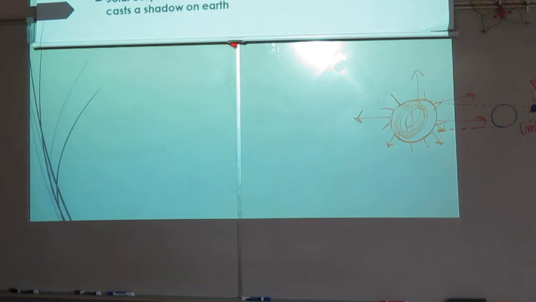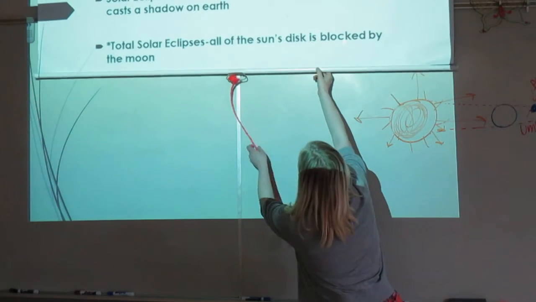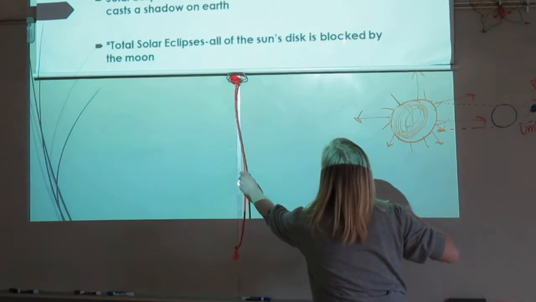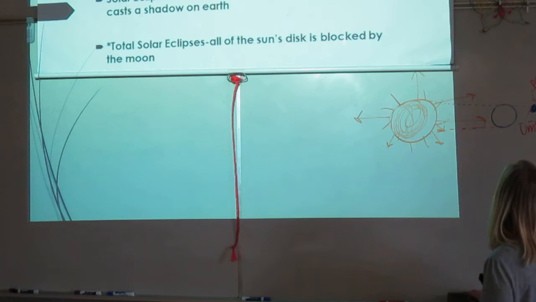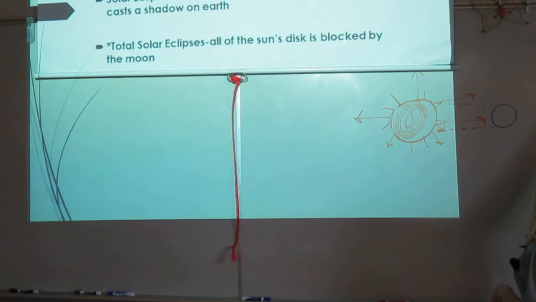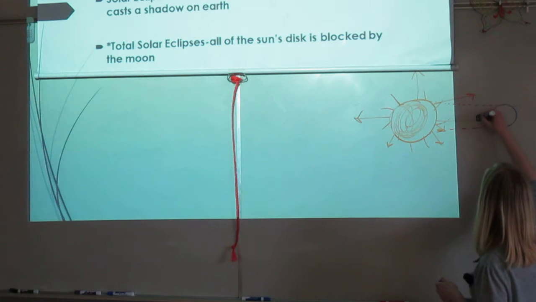Solar eclipses happen when the moon is between Earth and the sun, and the moon will cast a shadow on Earth. Then we have what are called total solar eclipses, where all of the sun is blocked by the moon. In this picture, you're not seeing a solar eclipse, because the solar eclipse happens when our moon is in between the Earth and the sun.